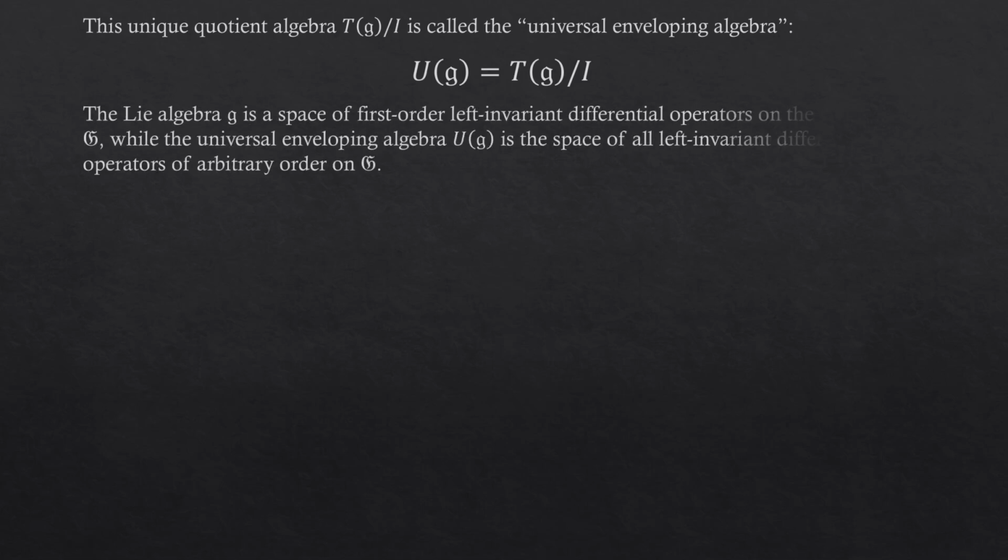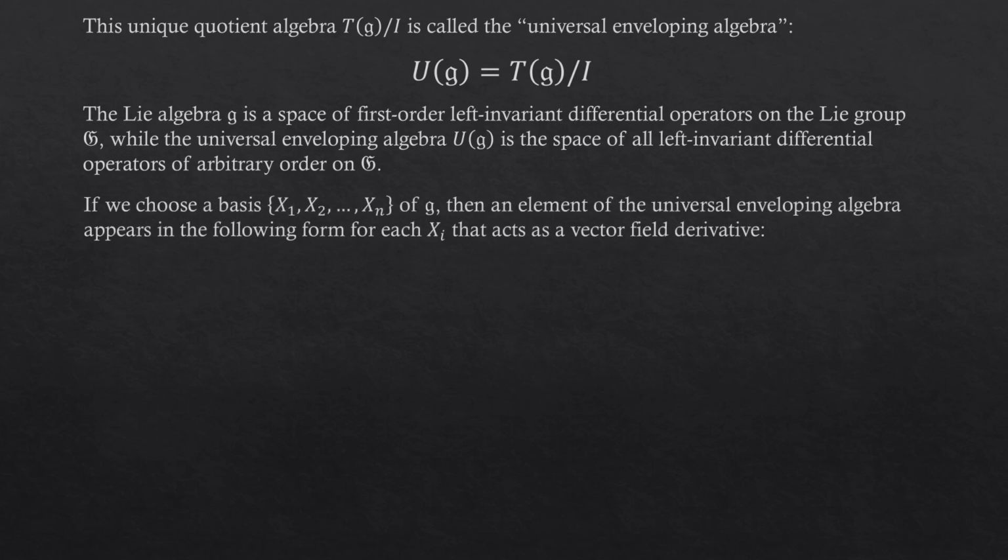The Lie algebra g is a space of first-order left-invariant differential operators on the Lie group G, while the universal enveloping algebra is the space of all left-invariant differential operators of arbitrary order on the Lie group. But if we choose a basis of g in terms of x sub 1, x sub 2 up to x sub n, then an element of the universal enveloping algebra appears in the following form for each x sub i that themselves act as vector field derivatives. So all of these are elements of the universal enveloping algebra. And we can consider these as left-invariant vector fields that act as field derivatives.